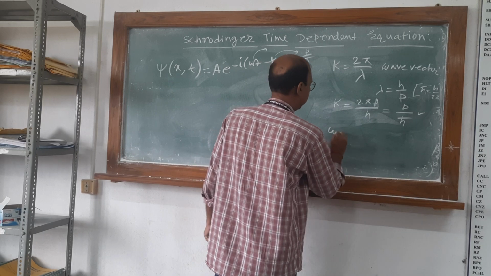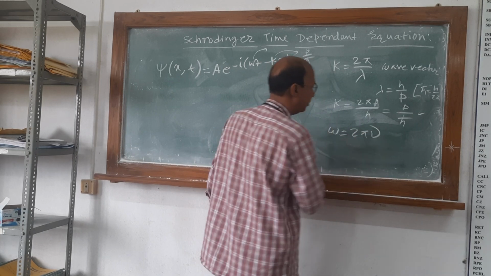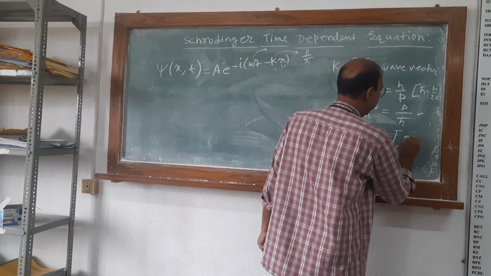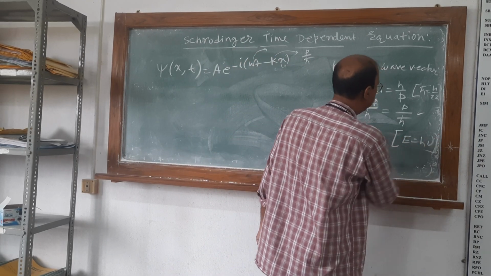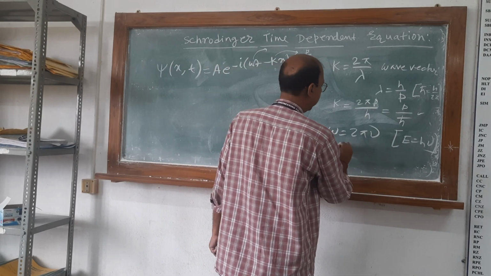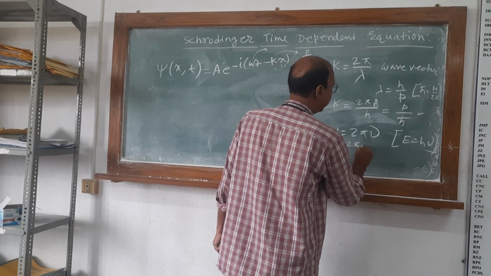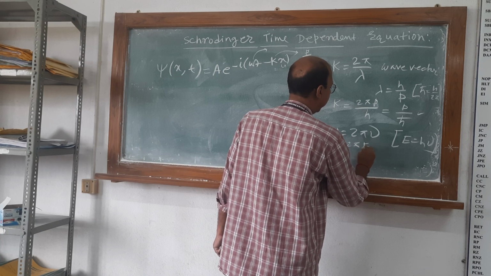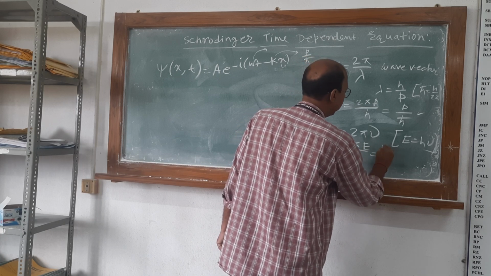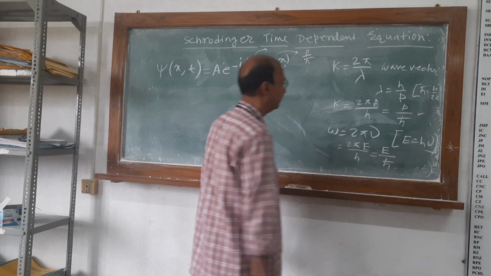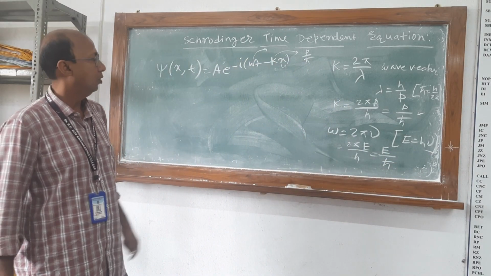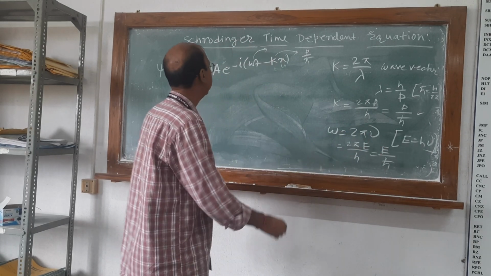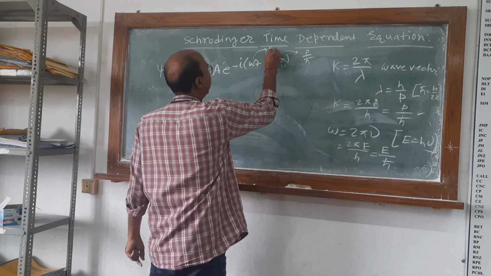omega equal to 2 pi nu. And from the Einstein equation, we know E equal to h nu. So we put this value, nu equal to E by h, so omega equal to 2 pi E by h, that is equal to E by h bar. So this omega we can represent by energy by h bar, E by h bar.